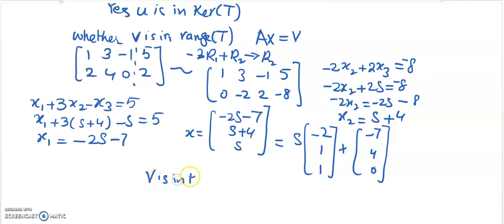So therefore we see that V is in the range of this transformation T. So this is the answer.